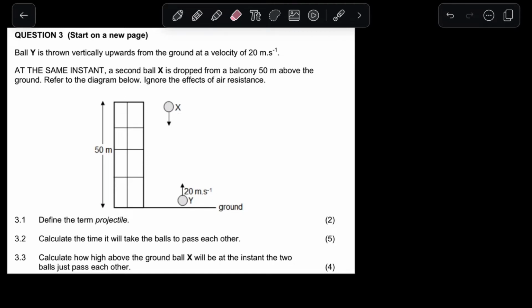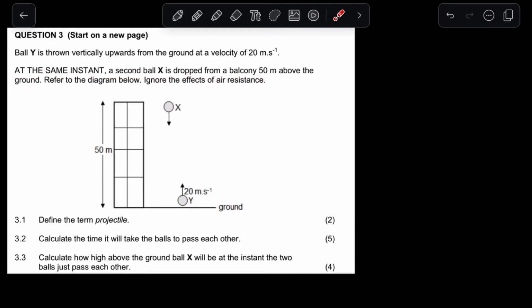Let's cut to the chase. Ball Y is thrown vertically upwards from the ground at a velocity of 20 meters per second. Here's the sketch. This is ball Y, thrown vertically upwards with the initial velocity of 20 meters per second. Now it says at the same instant a second ball X is dropped from the balcony above the ground.